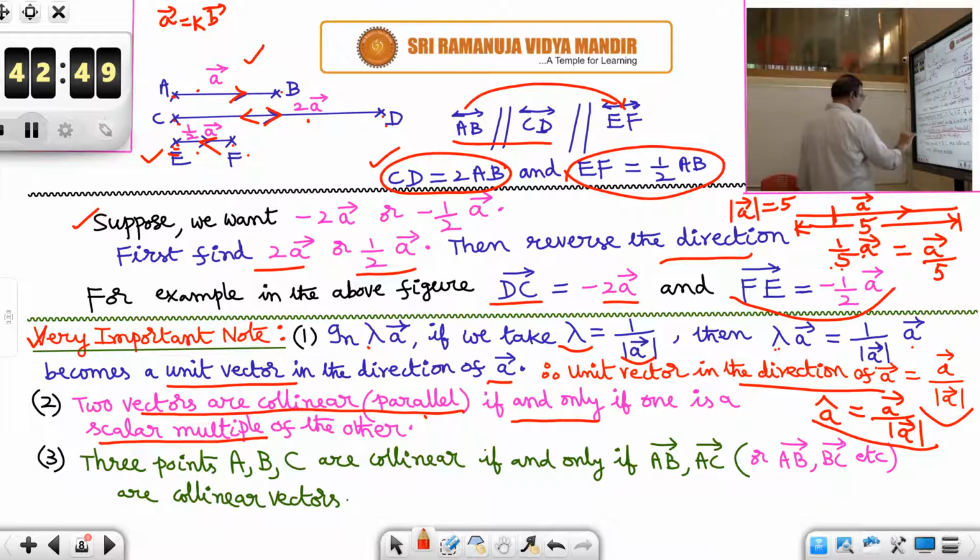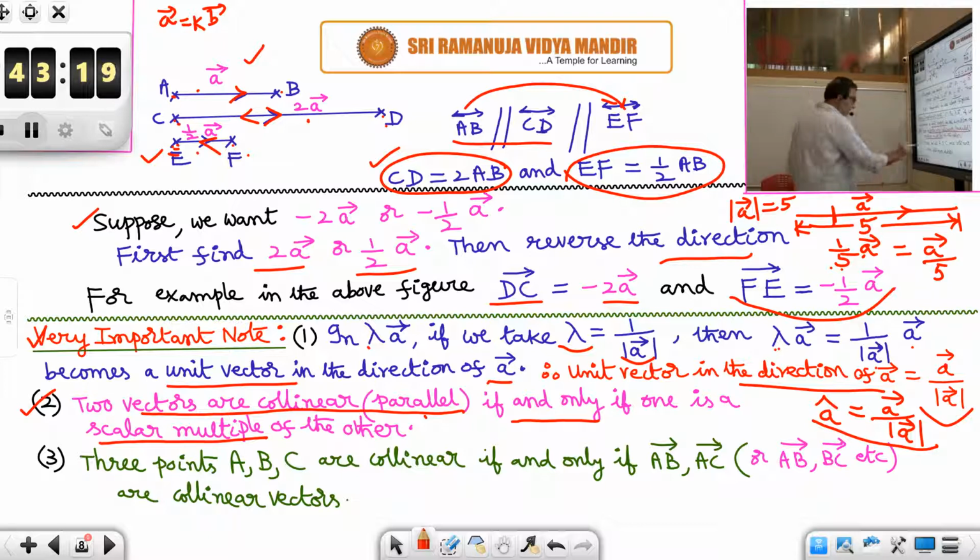So this point is also very, very important in solving the problems. Two vectors are collinear if and only if one is a scalar multiple of the other. A bar is equal to some k into b bar, where k is some scalar. Then the two vectors are collinear. Otherwise, if you cannot express a bar as some k into b bar, where k is any scalar, then it means that they are not collinear.